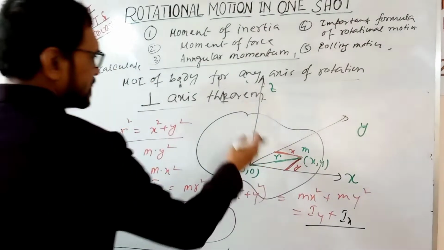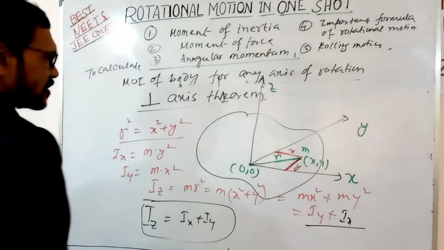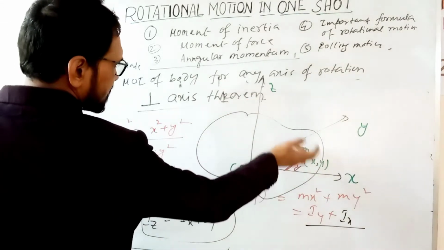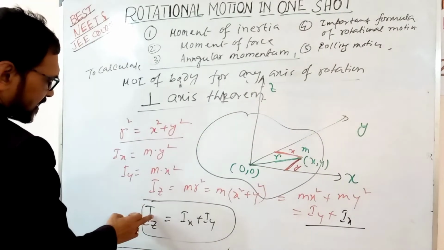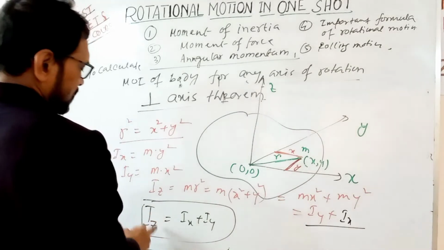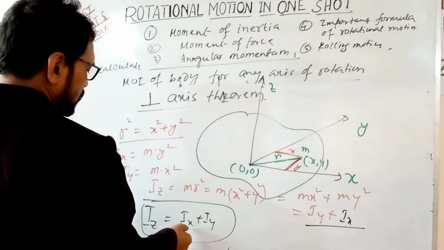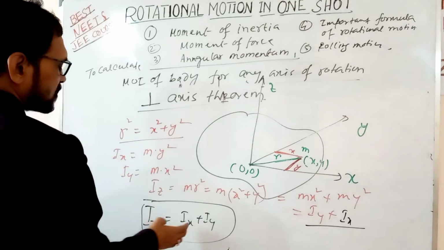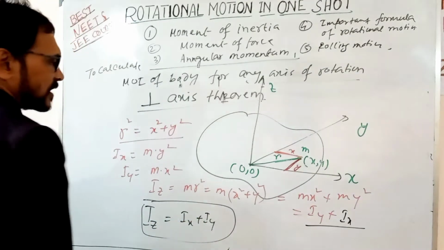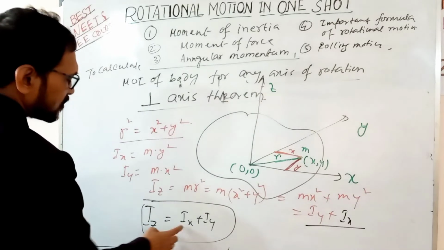That is, the x, y plane and the z axis, an axis which is perpendicular to both the axes x and y. So the moment of inertia about the z axis is equal to I_x plus I_y. This line is perpendicular to both the lines x and y, so the result will be this: I_z equals I_x plus I_y.